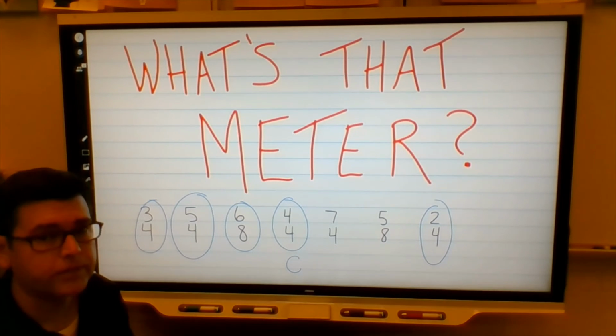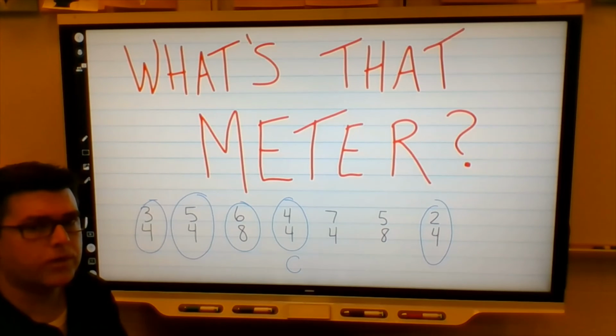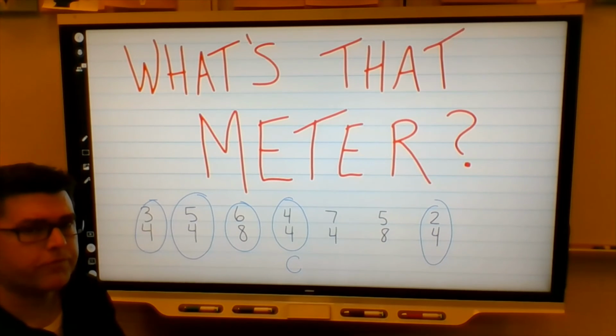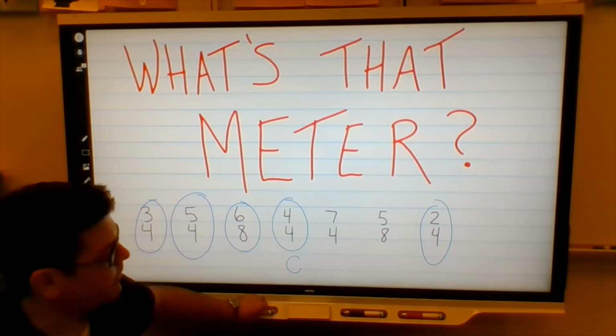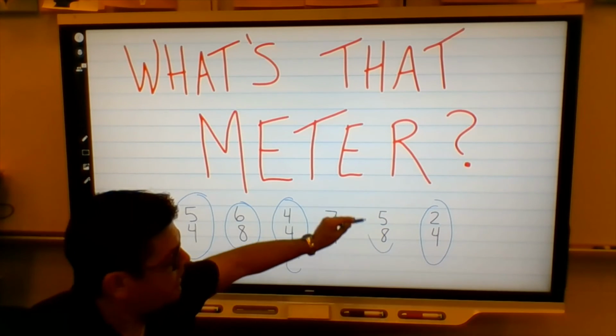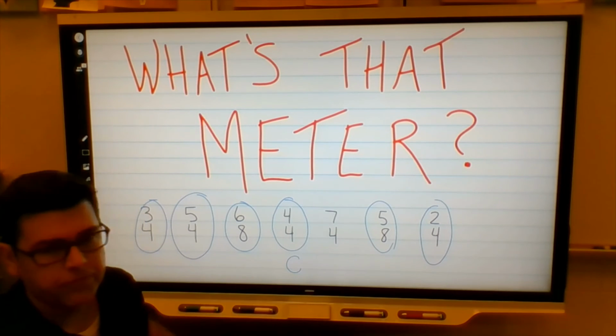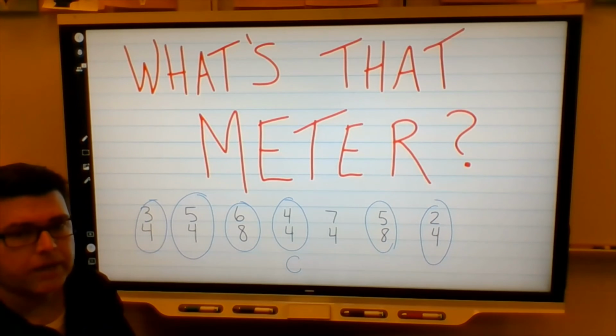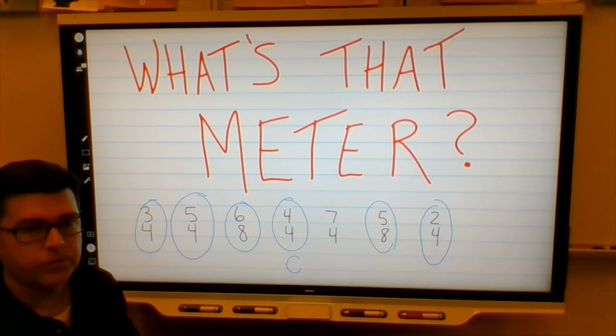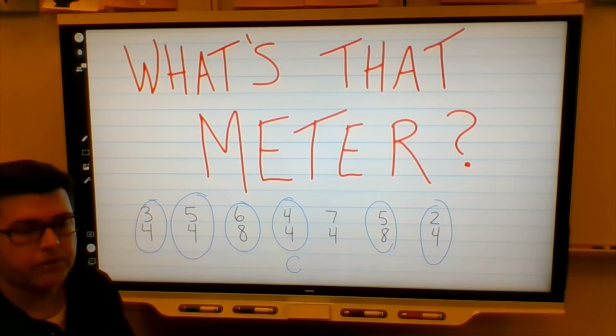Did you guess 5/8? If so, you are correct. We had 1, 2, 3, 4, 5, 1, 2, 3, 4, 5. And when we have a meter of 5, whether it's 5/4 or 5/8, a lot of times it will be divided into a 2 plus 3 or a 3 plus 2.